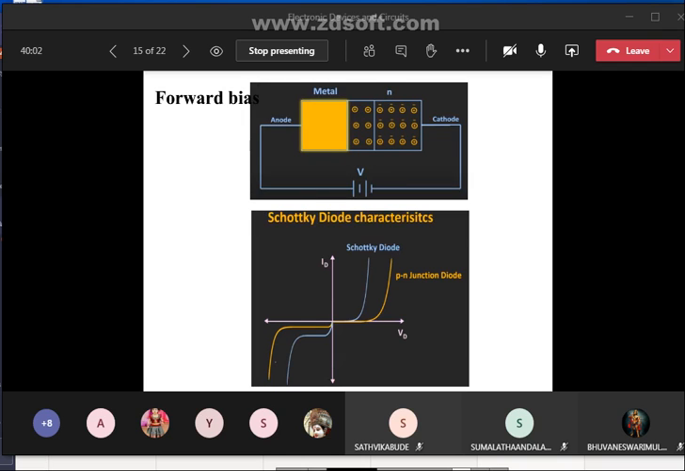These are the PN junction diode characteristics and Schottky diode characteristics. Compare the PN junction diode characteristics and the Schottky diode characteristics.